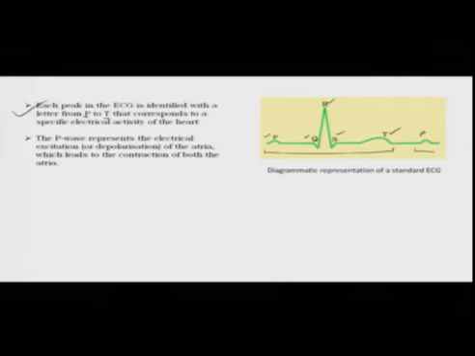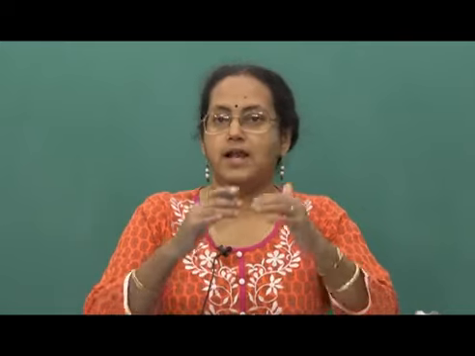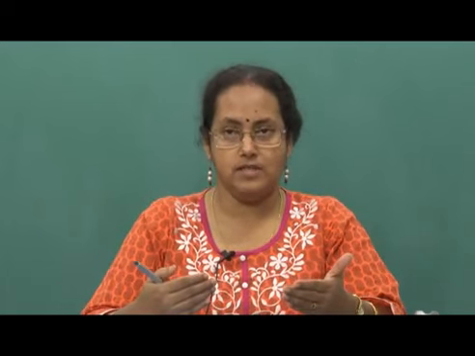The P wave represents the electrical excitation, or depolarization, of the atria. Now, why is it called depolarization? Normally there is a membrane potential associated with all cells. Every cell has a membrane, and because ions are distributed unevenly across this membrane, there is a net negative charge more inside the cell as opposed to the exterior of the cell.